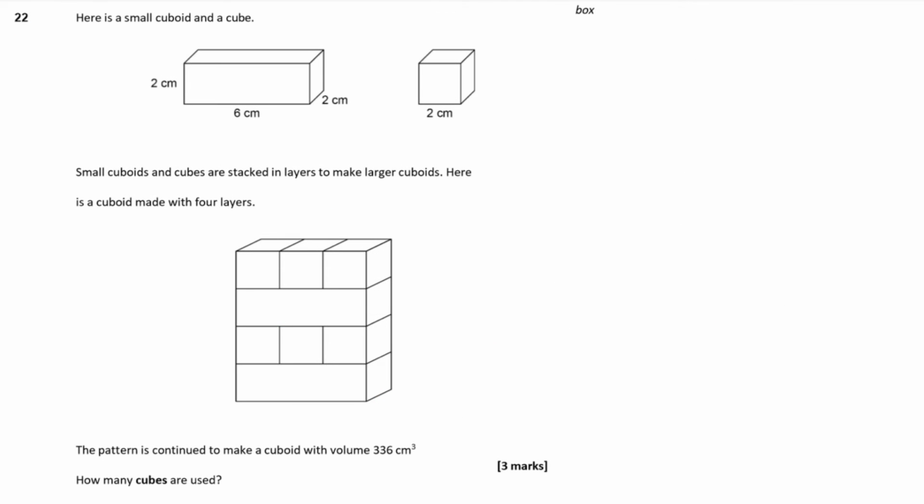Question 22, here is a small cuboid and a cube. So my cuboid is 2 by 6 by 2, and the cube is of side 2. Small cuboids and cubes are stacked in layers to make large cuboids. Here is a cuboid made with 4 layers. The pattern is continued to make a cuboid with volume 336 cubic centimeters. How many cubes are used? Okay. So this pattern is going to continue.